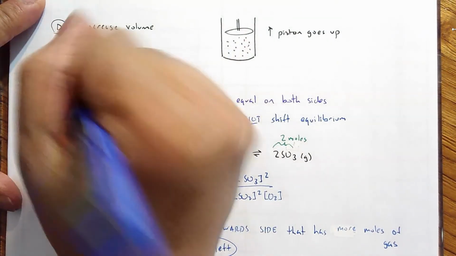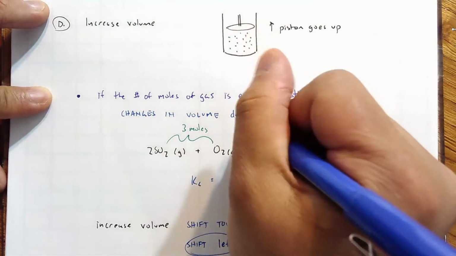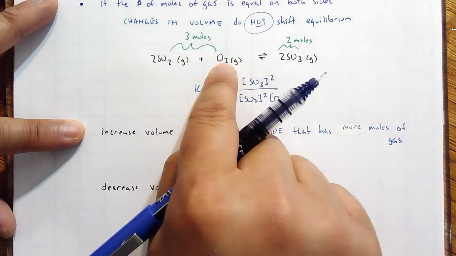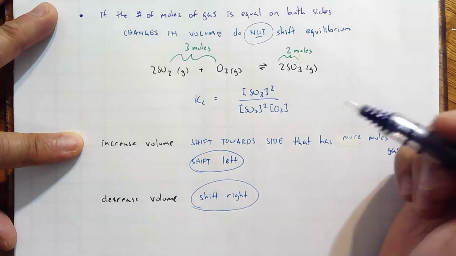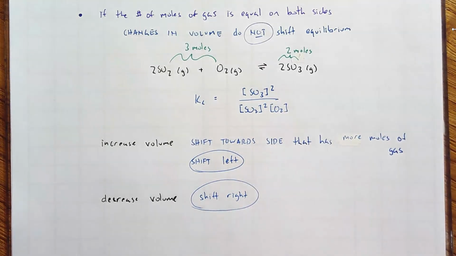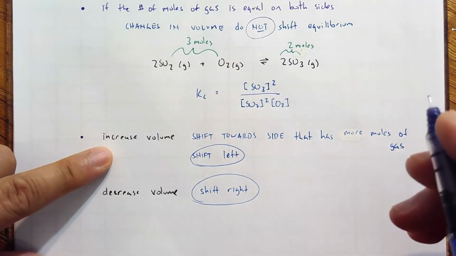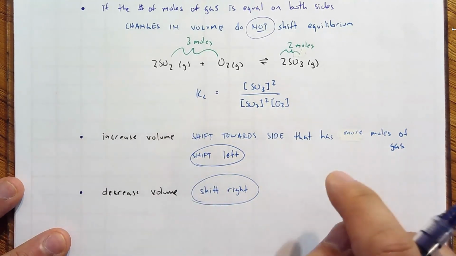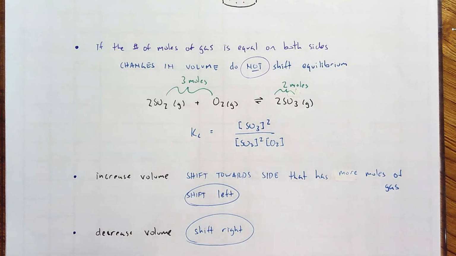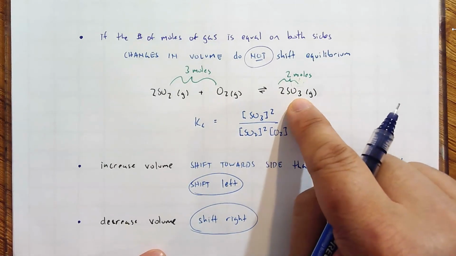Remember this bullet point. If the moles of gas is equal on both sides, the changes in volume do not shift the equilibrium. But if you have an unequal number of moles of gas on each side, then what really happens when you increase the volume is not only does the concentration change, but the ratio changes. So when you increase the volume, it does shift, and you will shift towards the side that has more moles of gas. And if you decrease the volume, shift to the side that has less moles of gas. So you have to do this analysis, how many moles of gas on each side. Let me just double check this last one. If you decrease the volume, yeah, you want to shift to the side that has less moles of gas. Shift to the right.